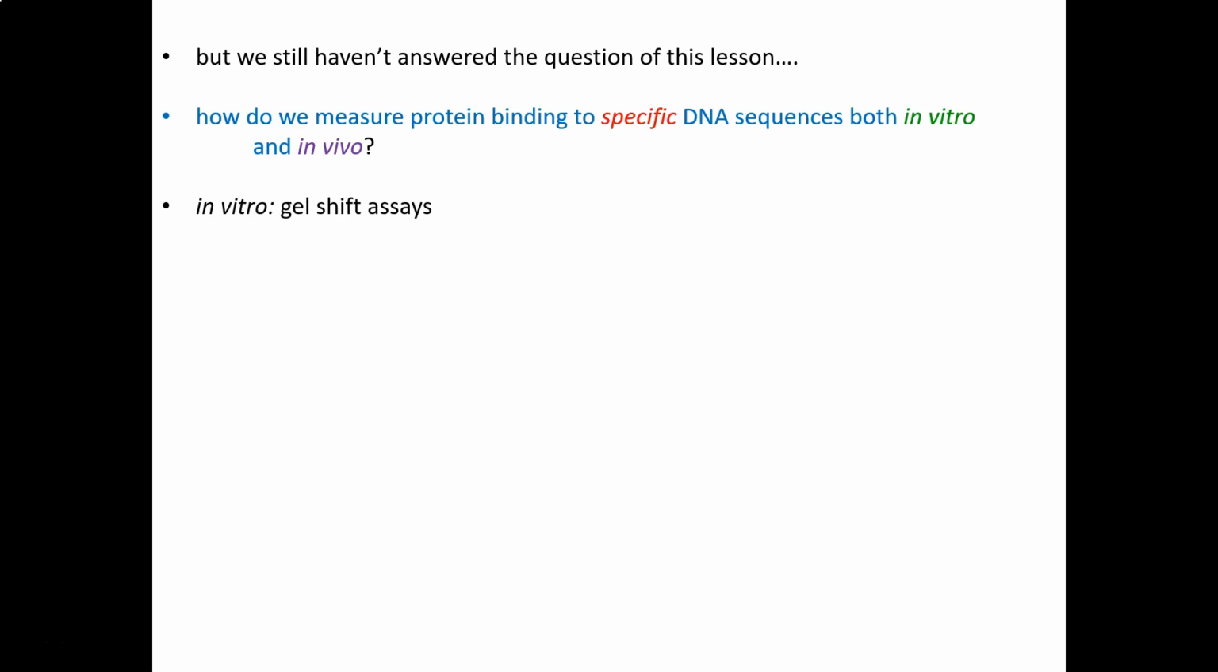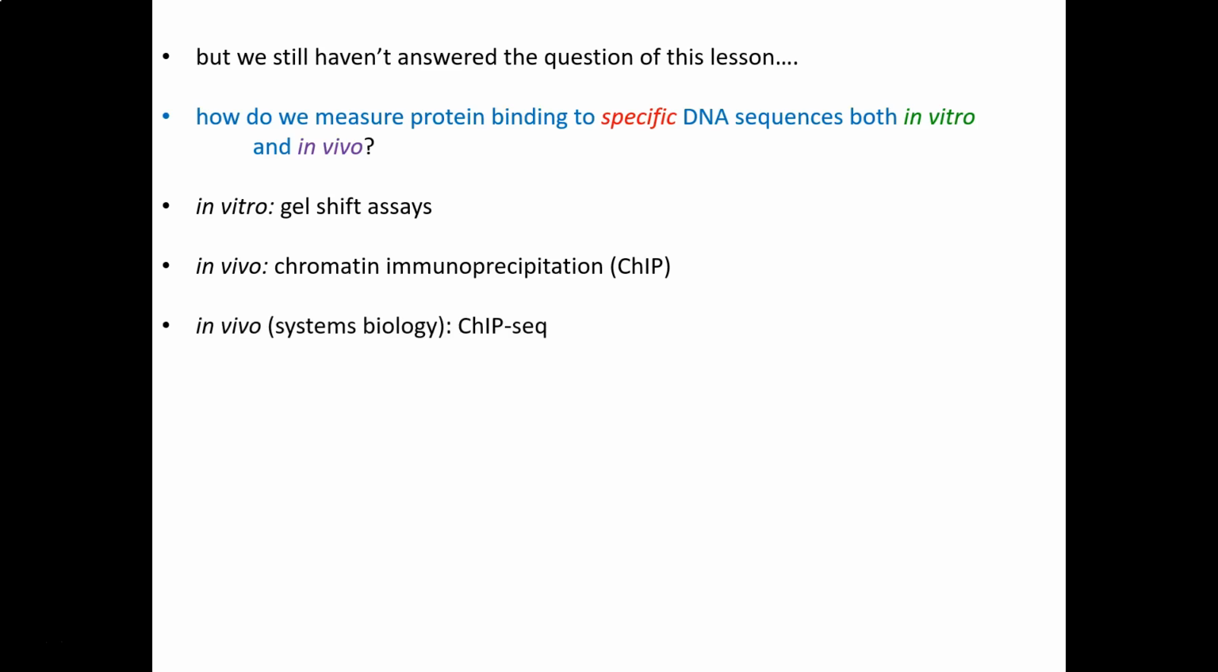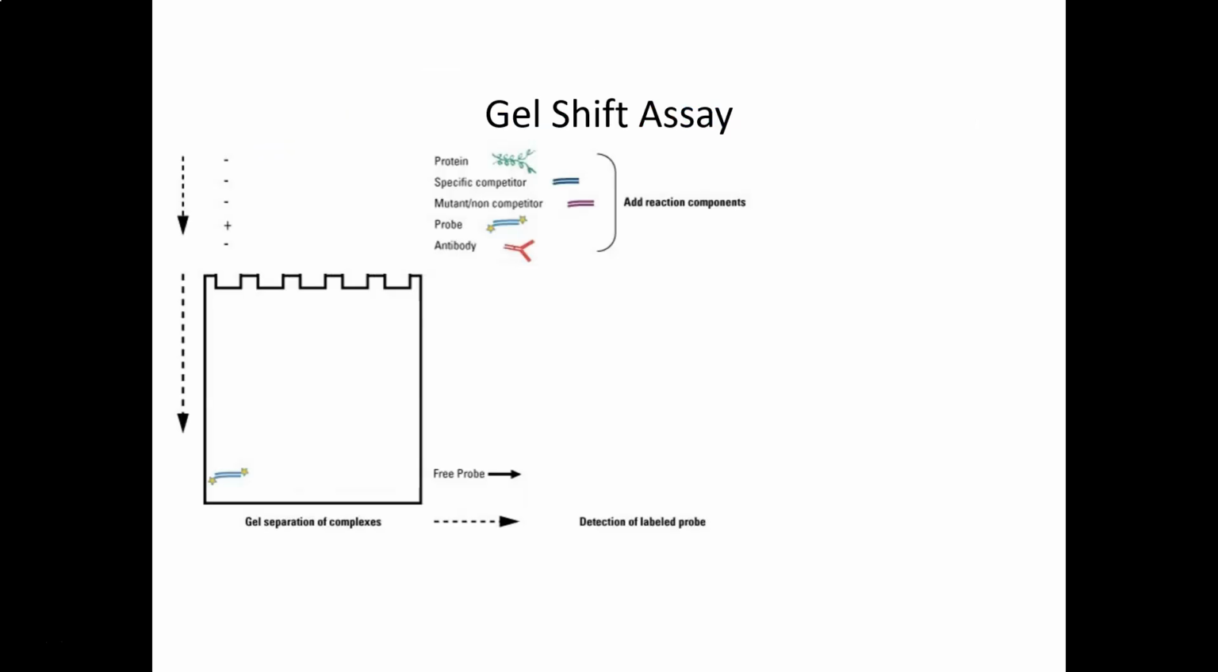We'll talk first about gel shift assays. This is a completely in vitro approach, all artificial in a tube. We'll talk about chromatin immunoprecipitation, which is a more in vivo approach, and then again we'll get to this systems biology thinking when we talk about ChIP-seq. So first, a gel shift. The take-home message that we want to always keep in the back of our mind is that the purpose of a gel shift assay is to measure a DNA binding protein binding to a specific DNA sequence with specificity.